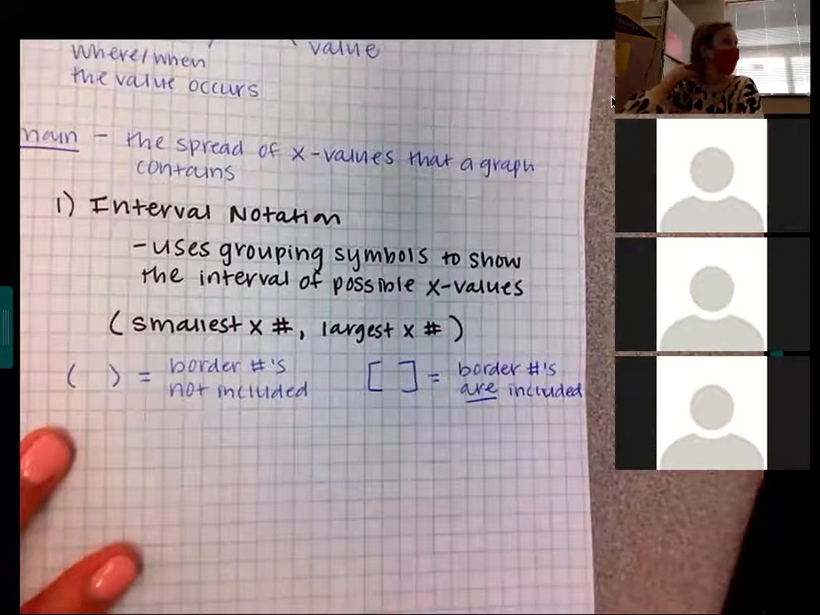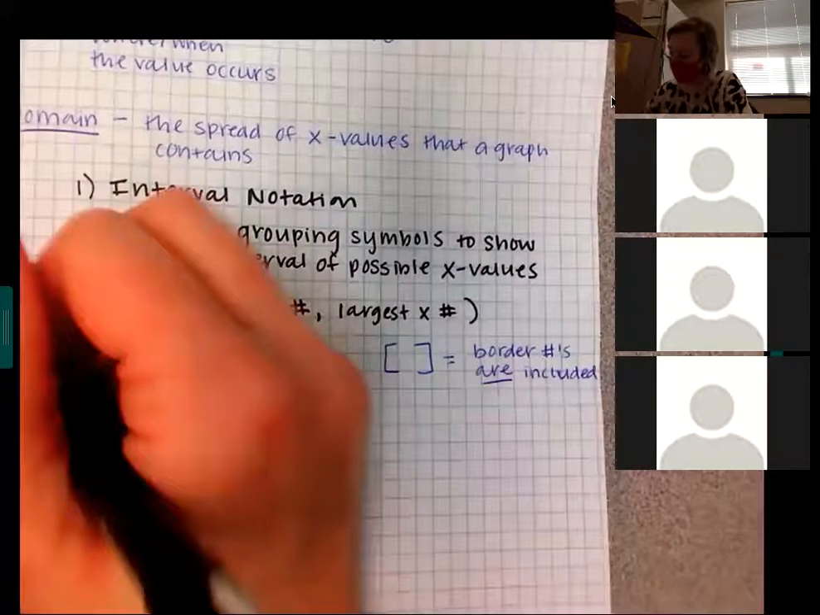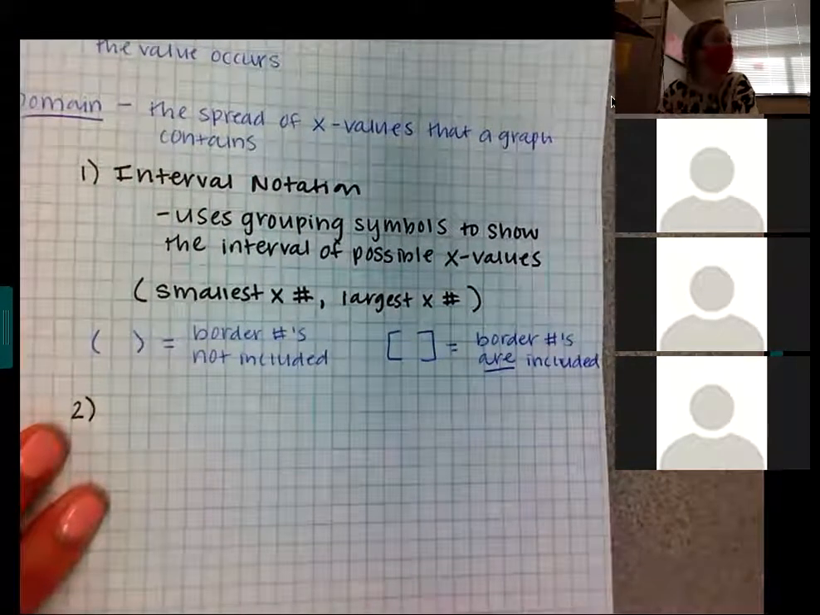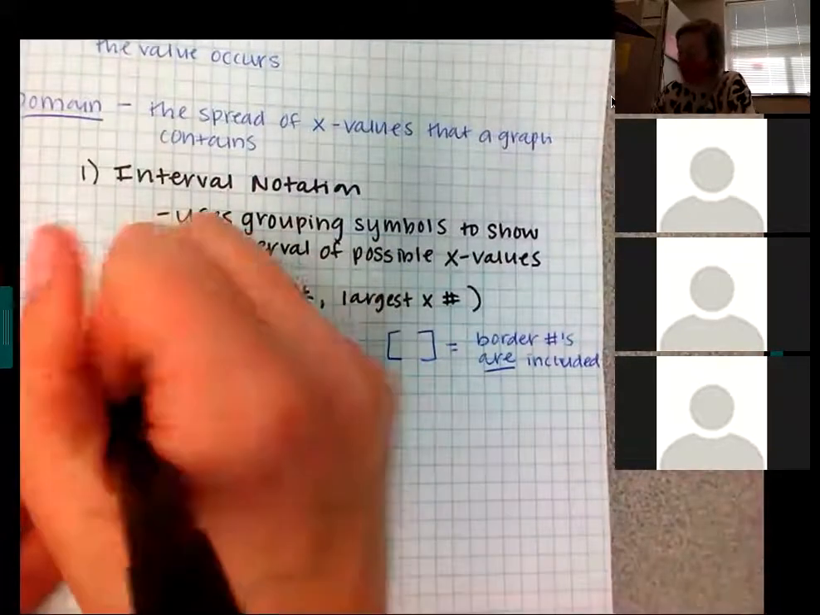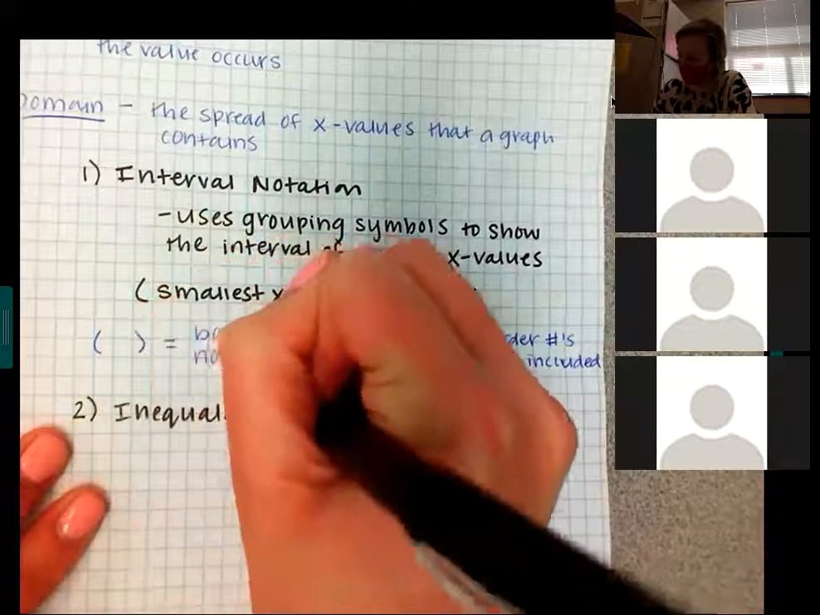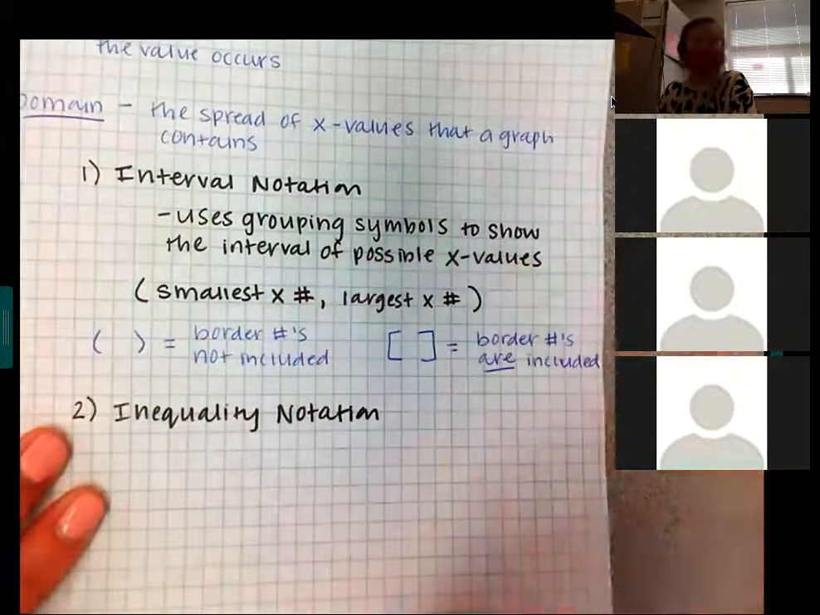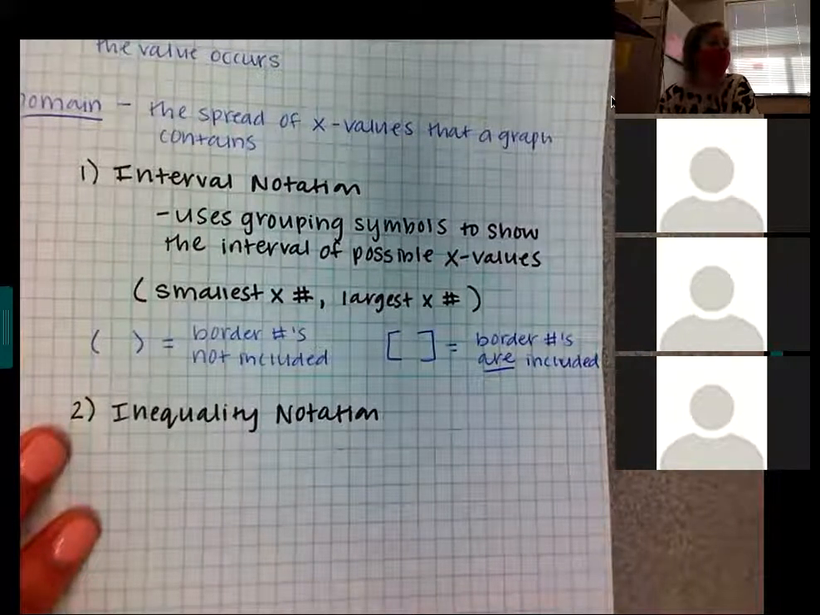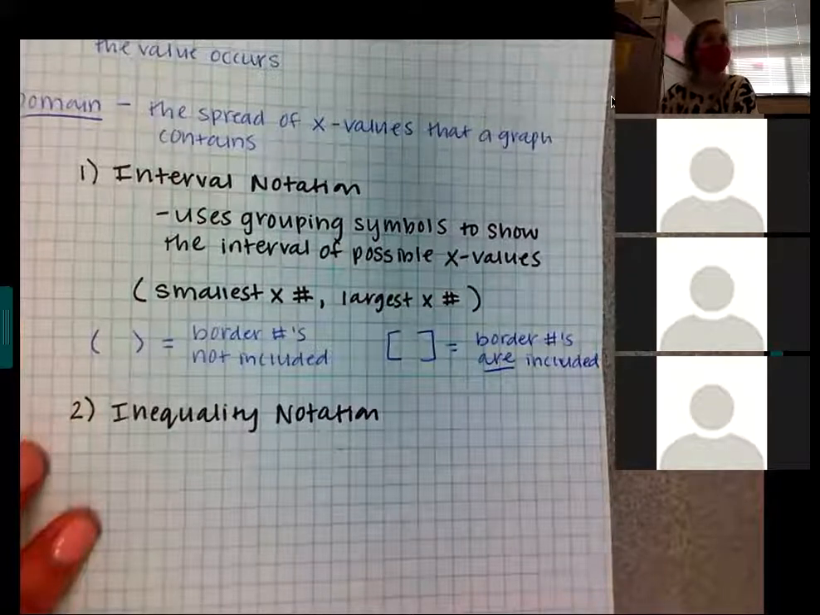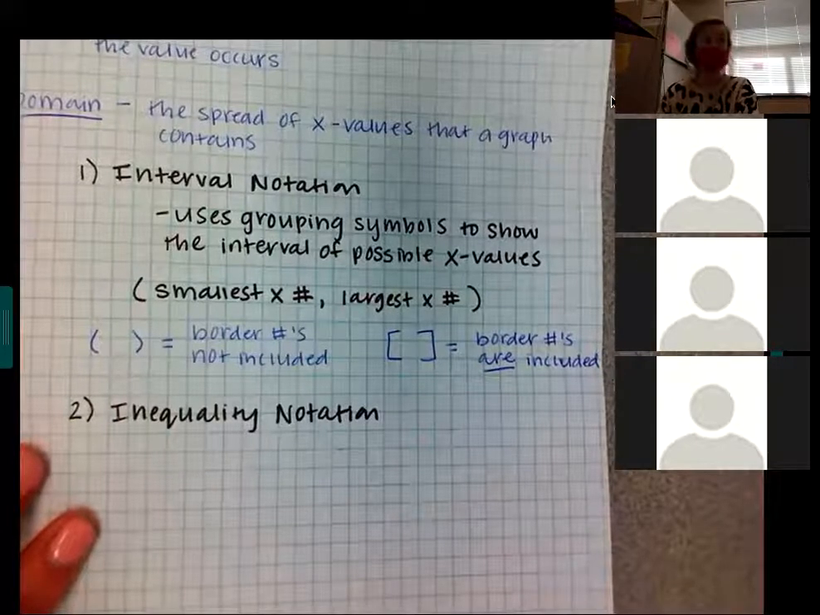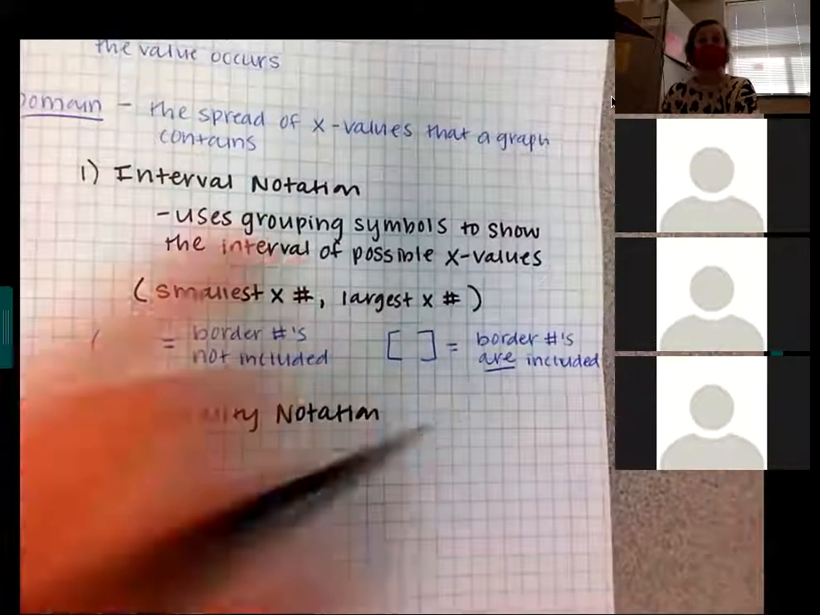Y'all okay with that? So that's interval notation. The second way you could see domain and range displayed is using inequality notation. Now, I'm gonna keep it real with y'all. I don't teach inequality notation in math 2 because you were supposed to learn it in middle school. So I will give you an example. When we do examples, I'll show you both ways. But what you're mainly going to see in math 2, and the only way you'll see it in math 3, is interval notation.